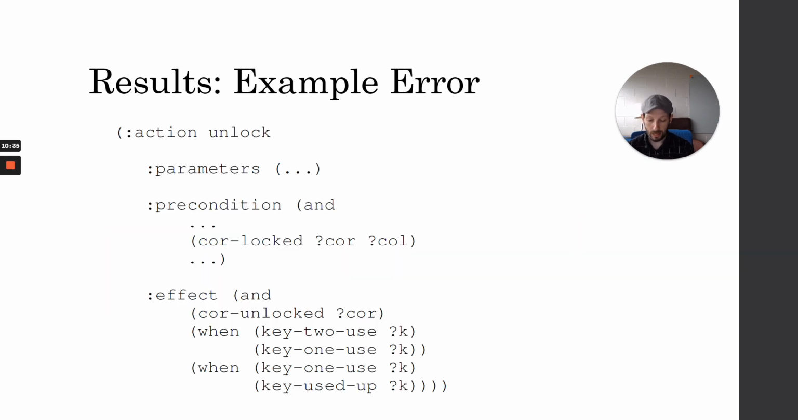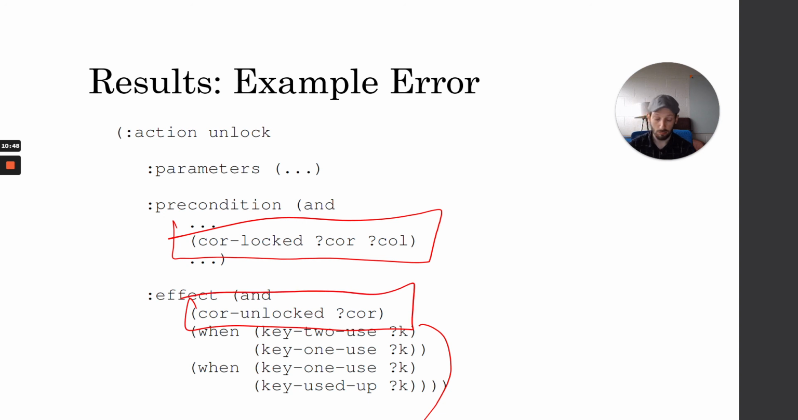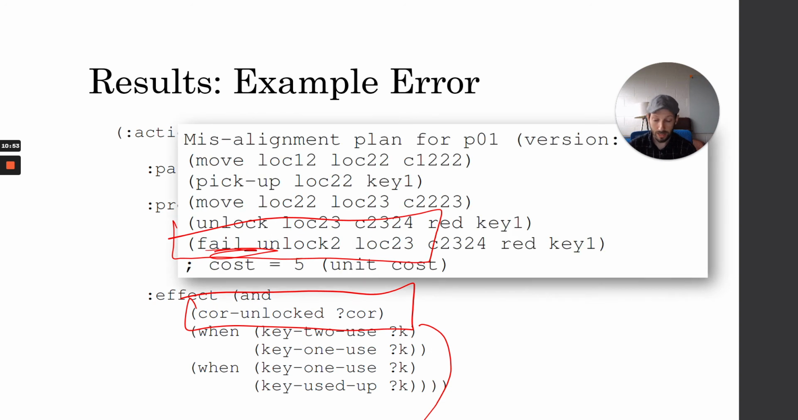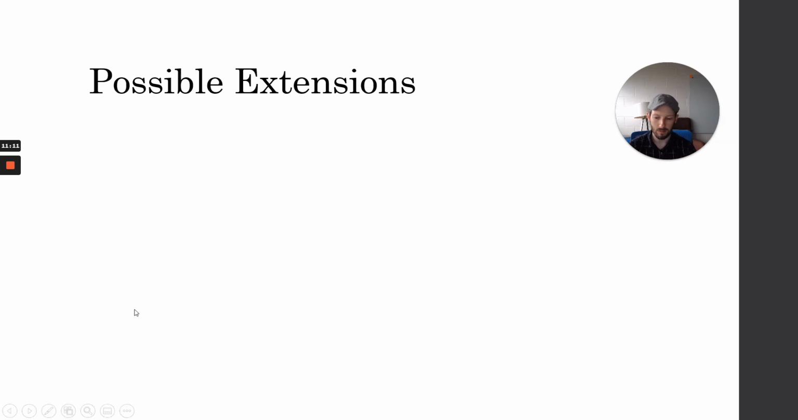One example of this is the unlock here. The precondition is that a corridor is locked and you're going to unlock a particular color. They've got everything right with the keys, and the 2-use becomes a 1-use key and that sort of thing, and the corridor becomes unlocked. That's correct, but what they've missed is to delete the locked predicate from it. And this is the misalignment plan found for this. You move, you pick up a key, you move, you unlock, and when you unlock a second time, it uses this key a second time when it should not be able to. And so this is how it identifies those very subtle errors inside of these domains.